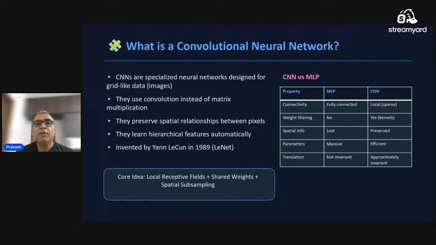Now here is a comparison as well, of why the CNN is more efficient for spatial data.